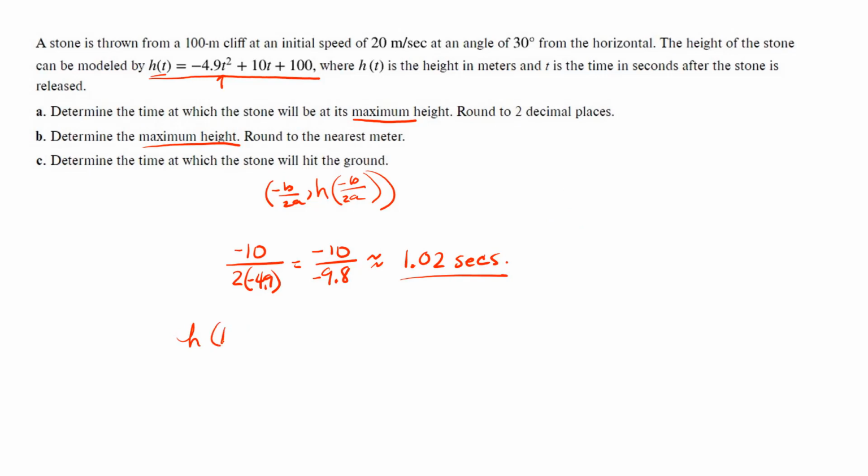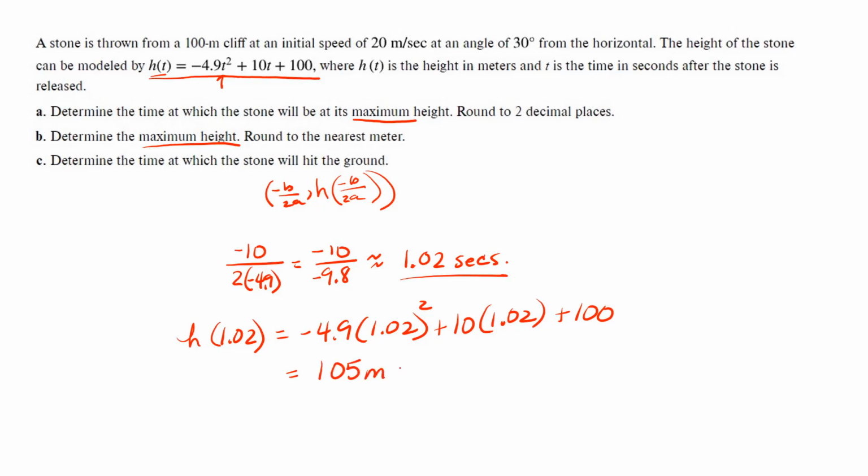So h of 1.02 is going to be negative 4.9 times 1.02 squared plus 10 times 1.02 plus 100. If we multiply all that out and round it to the nearest meter, that's going to be about 105 meters at the maximum height of this object. And then part C: determine the time at which the stone will hit the ground.